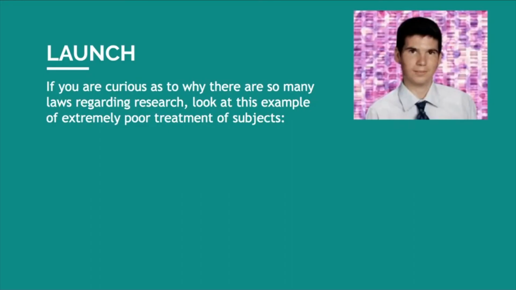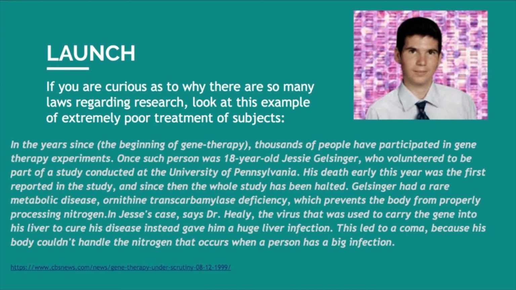All right, now I'm going to leave you with this. If you're curious as to why there are so many laws regarding research, I want you to look at this example of an extremely poor treatment of a subject. This gentleman right here, his name is Jesse Gelsinger. He volunteered to participate in a gene therapy experiment, and his death happened because of this. It was reported in the study, and the whole study has since been halted. This was back in 1999. He had a rare metabolic disease. I'm not going to try to pronounce it. It prevents the body from properly processing nitrogen.